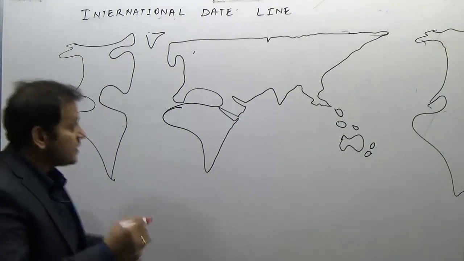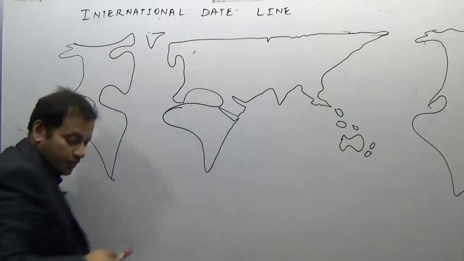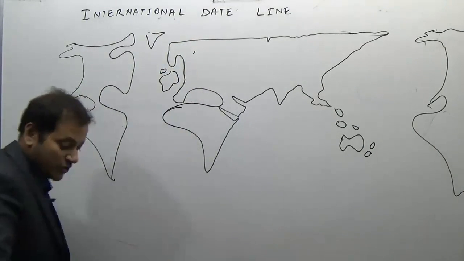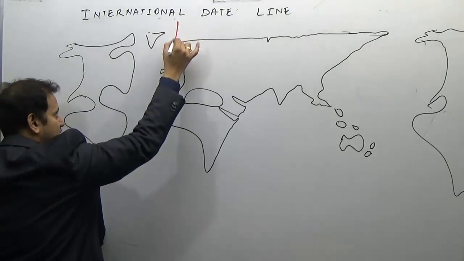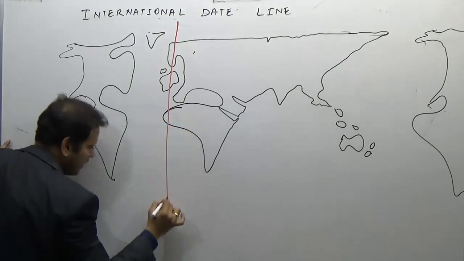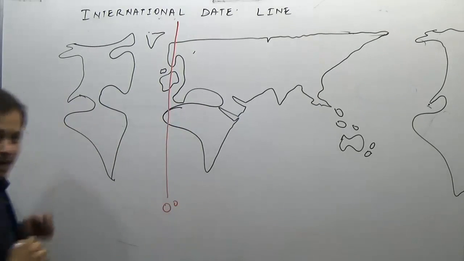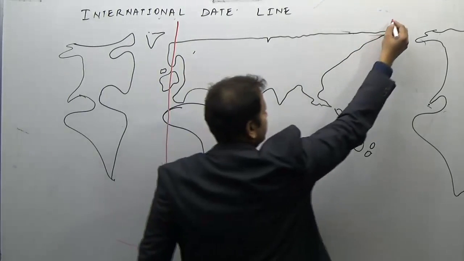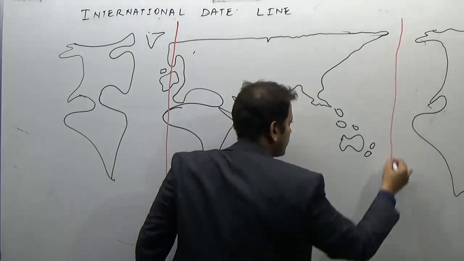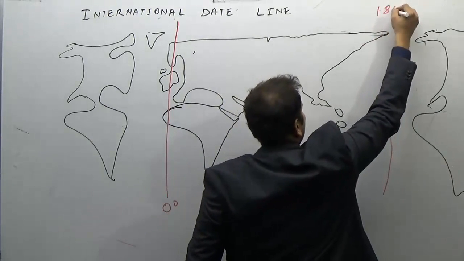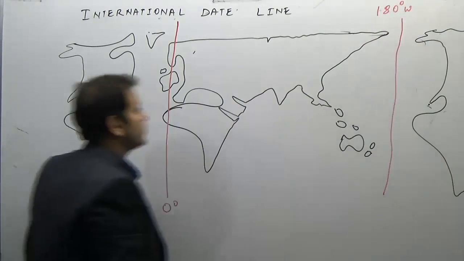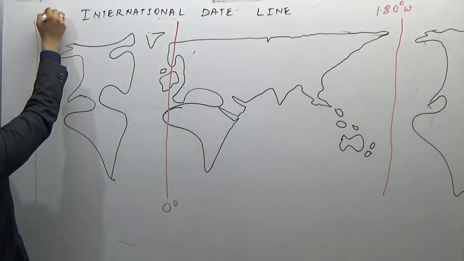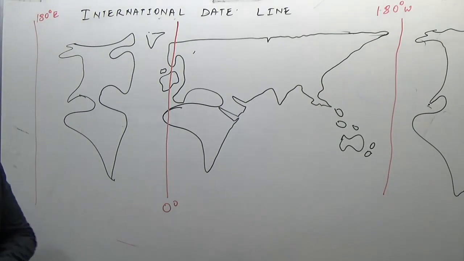Now suppose this is the prime meridian which passes through Greenwich near London. That is the 0-degree meridian. And if I spread the world out in two dimensions, as you go here till 180 degrees west, and as you come here till 180 degrees east, what will be the time difference?